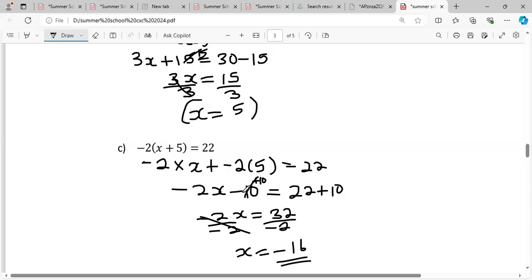In terms of how we get everything, we just multiply what's outside the bracket by whatever is inside. So we have negative 2 times x, negative 2x, negative 2 times 5, negative 10. Remember, positive times negative is negative. And of course, we do the opposite now. So we have minus 10, so we add 10 to both sides. And then we divide both sides by negative 2. So positive divided by negative is negative.